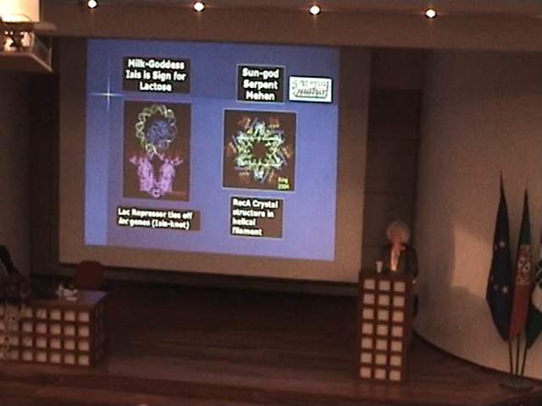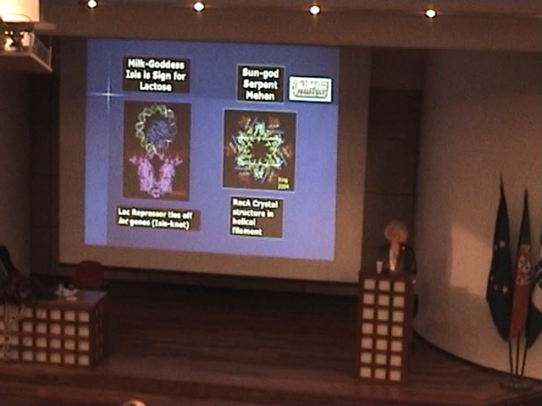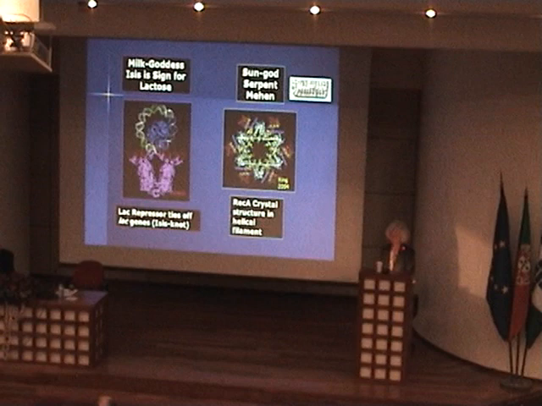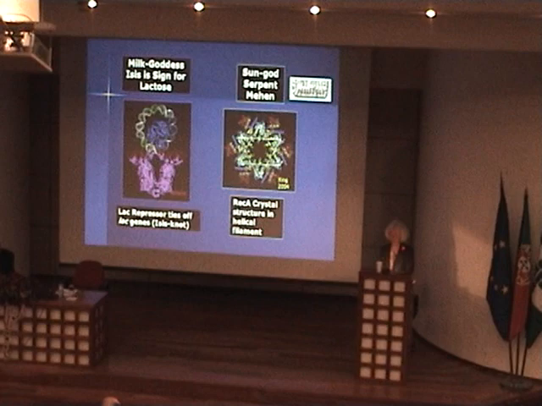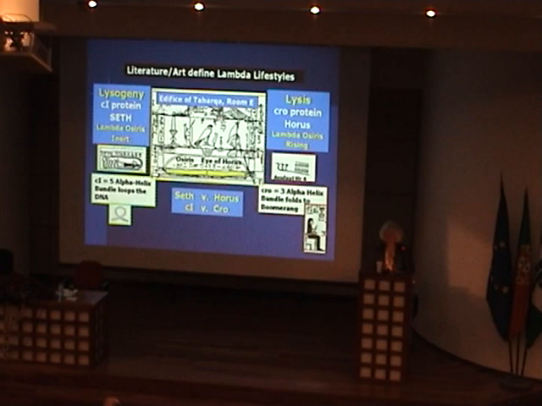The serpent around the sun god on the sun bark in the Amduat is the sign for RecA protein. The protein enables transcription by forming a helical filament around single-stranded DNA. RecA crystal structure in the compressed helical filament is a Star of David. Literature and art define lambda lifestyles.